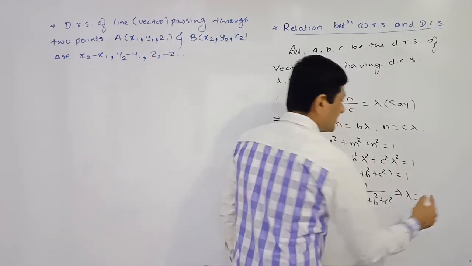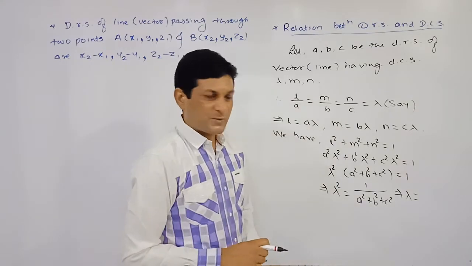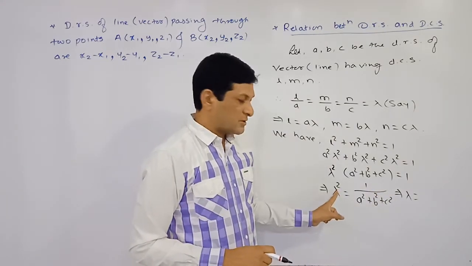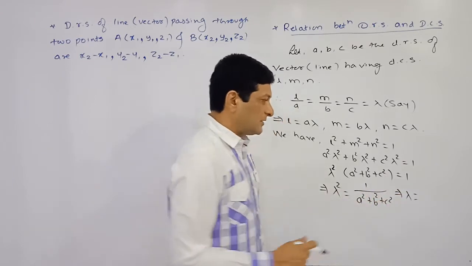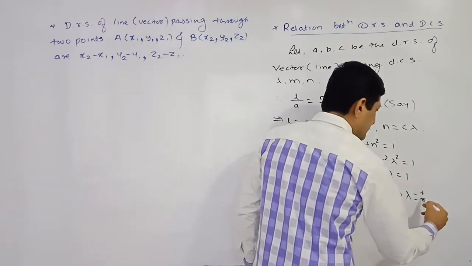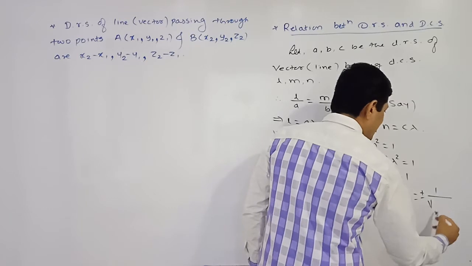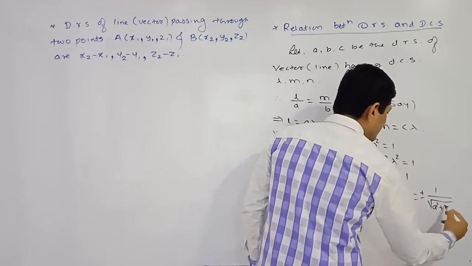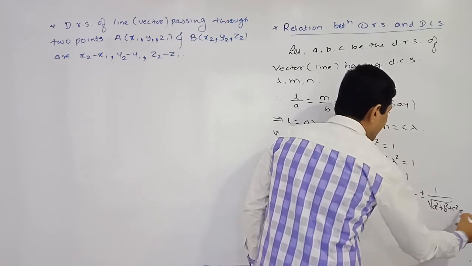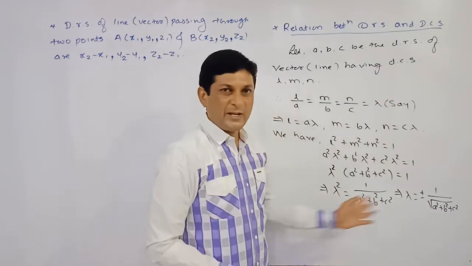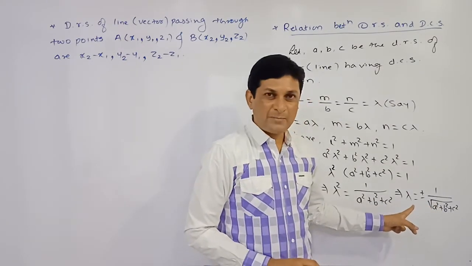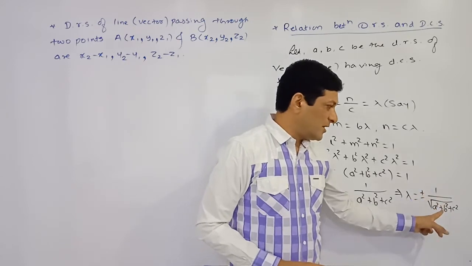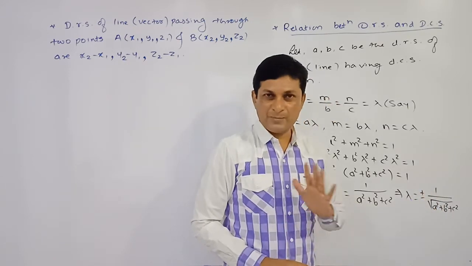Which implies that lambda is equal to, we are simply taking the square root on both sides. On this side, what will we get? The square root of this side, the square will get cancelled, so we will get lambda. And on this side, we will get plus or minus 1 upon under root A square plus B square plus C square. So the value of lambda is known to us. What is the value of lambda? Plus or minus 1 upon under root A square plus B square plus C square.